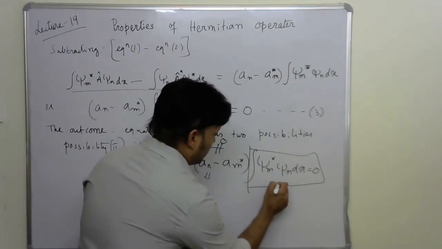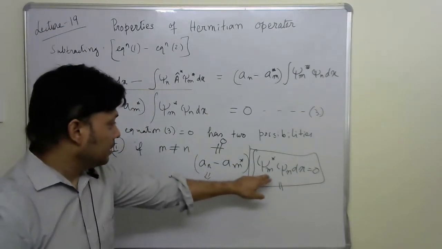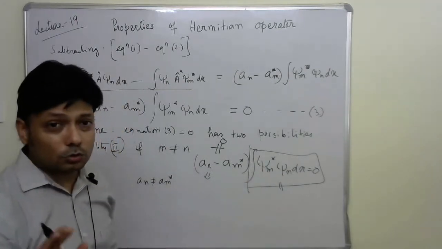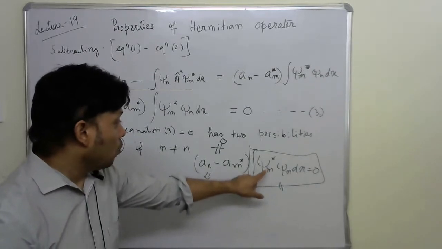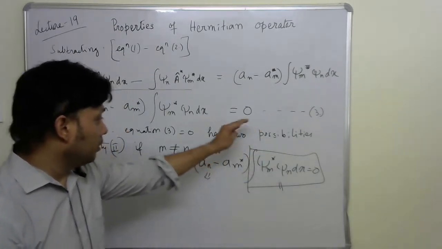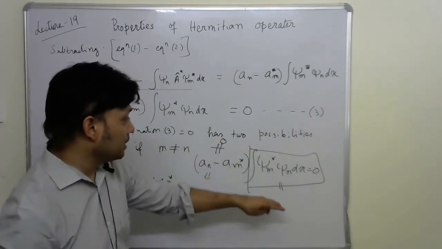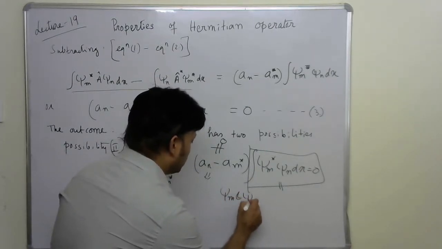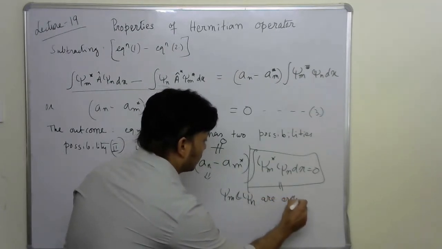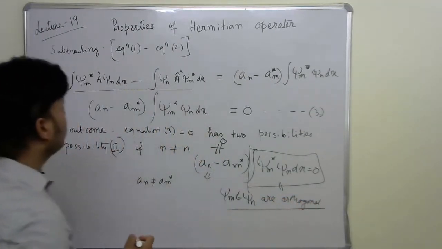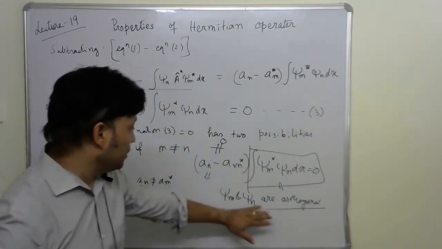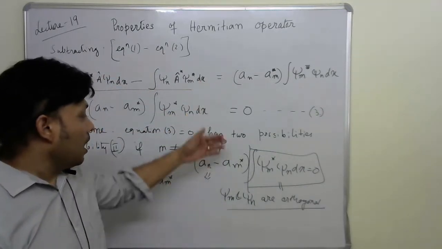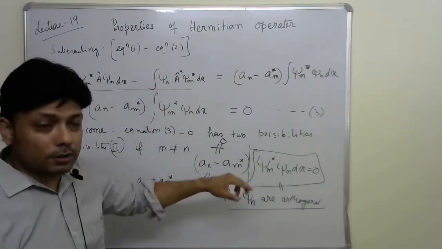So whenever this condition is fulfilled, that is, for two non-degenerate eigenfunctions, remember psi m and psi n are two non-degenerate eigenfunctions, when the complex conjugate of one multiplied by the other, integrated over the whole limit dx, is equal to 0, then we call psi m and psi n orthogonal. So these are called orthogonal functions. Now we have proved the initial statement that we have written, that the eigenvalues of the Hermitian operators are orthogonal.